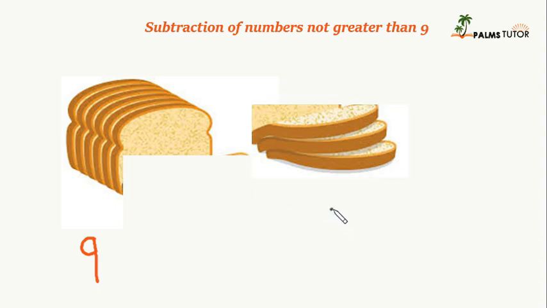We've taken away 3. 9 minus 3. Let's count. How many slices of bread do we have left? 1, 2, 3, 4, 5, 6. 9 slices of bread minus 3 slices of bread gives us 6 slices of bread, which means 9 things minus 3 things equals 6. So subtraction means taking away.